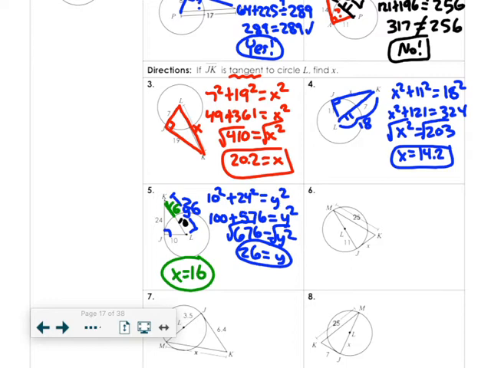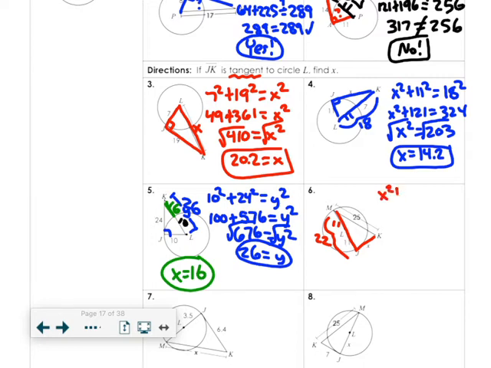Okay. Number 6 has another little trick to it. We're going to find x, which is this side. This side right here is 11 plus 11, so this side right here is 22. That's what we'll go with for that side.